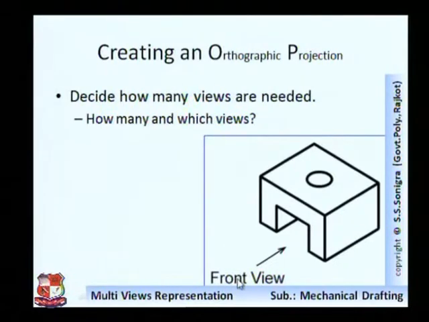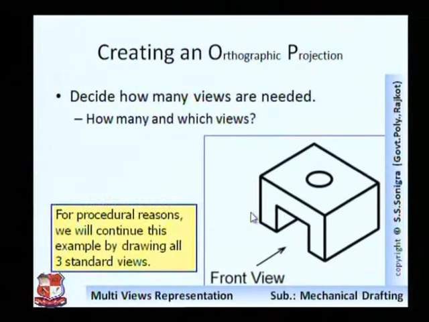Obviously, one view is the front view. In the front view you can visualize what the object would be, and the second is the top view only. With the help of the front view and top view, we would be able to visualize the total isometric view of this object. For procedural reasons, we will continue this example by drawing all three standard views. Of course, two views are enough to draw this object, but we will draw three views just to understand the concept.